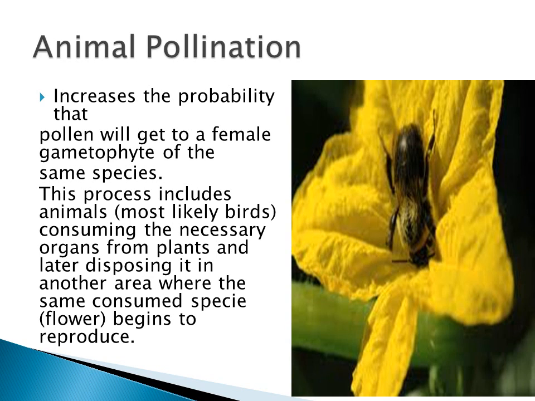Animal pollination is a way of reproduction that works both in monoecious and dioecious plants. It increases the probability that pollen will get to a female gametophyte of the same species. This process includes animals, most likely birds, consuming the necessary organs from plants and later disposing of them in another area where the same consumed species' flower begins to reproduce. Okay, so let's continue.